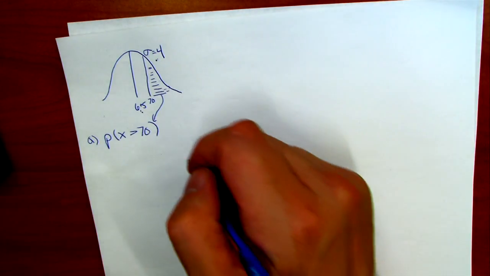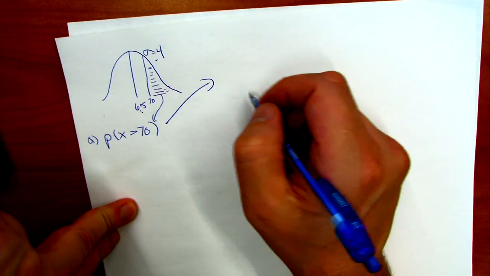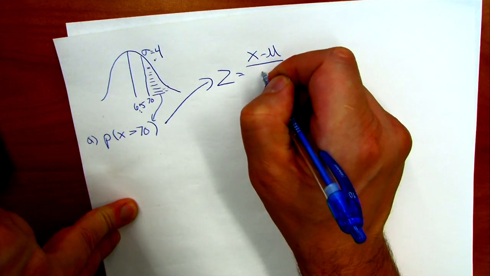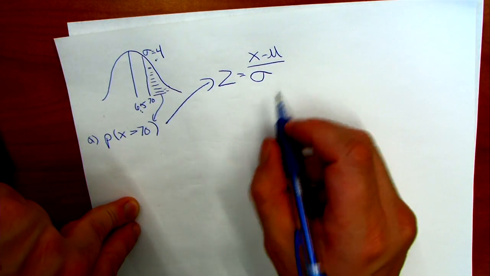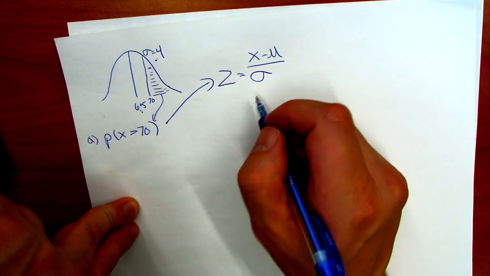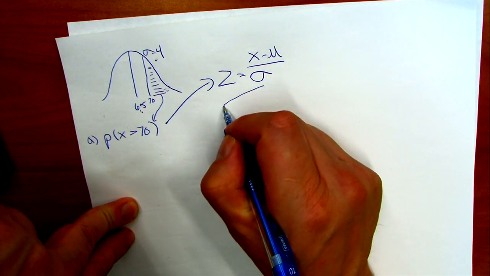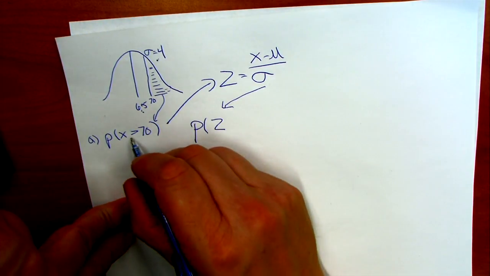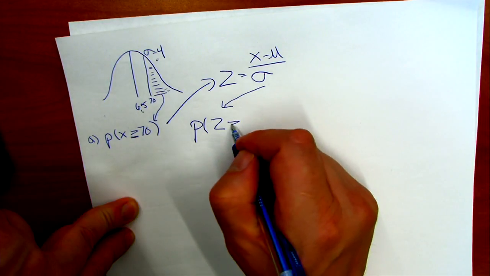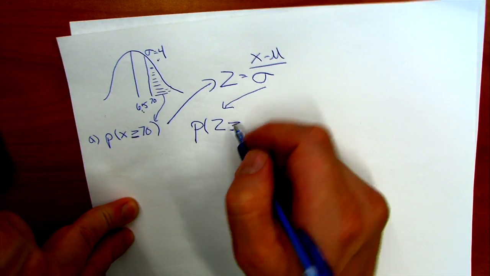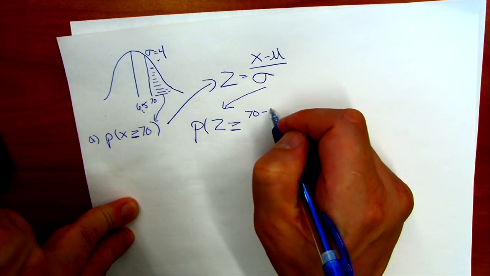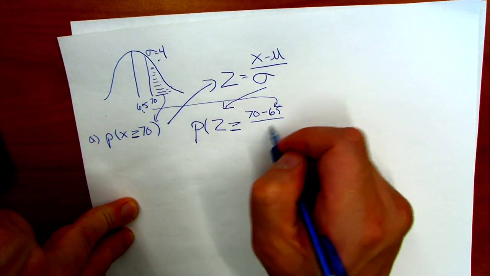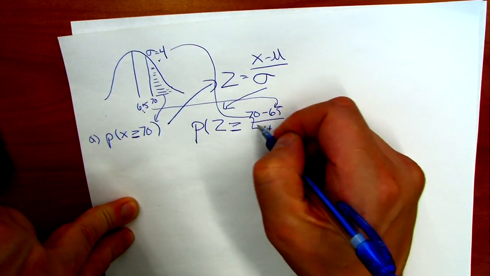Well, what's nice is I have a formula that takes x values and converts them to the standard world of z values. That formula is z is equal to x minus the mean divided by the standard deviation. So let's do that. Let's convert that x of 70 into a z value. The probability that x is greater than 70 is the same as the probability that z is greater than, let's see, x is 70, my mean is 65, right? That's my mean for my original curve. My standard deviation is 4, boom.